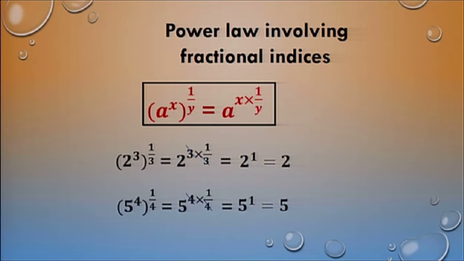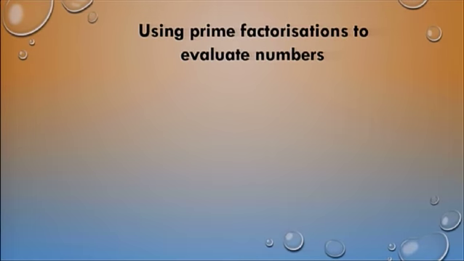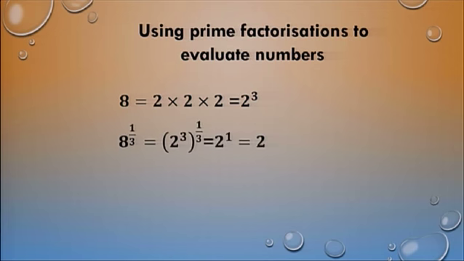Now, students, let's use prime factorization to evaluate numbers. 8 can be written as 2 times 2 times 2, that is, as a product of its prime factors, which is equal to 2 power 3. Now, if I want to evaluate 8 power 1/3, instead of writing 8, I can write 2 power 3. We have the power 1/3. These two 3s will get cancelled. We have as answer 2 power 1, which is equal to 2.